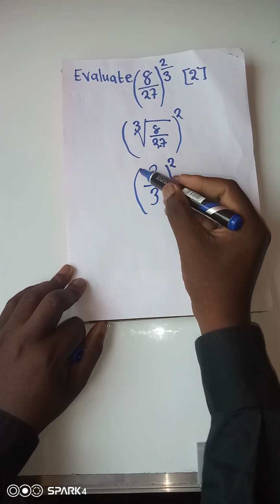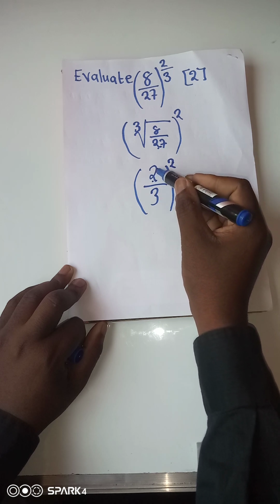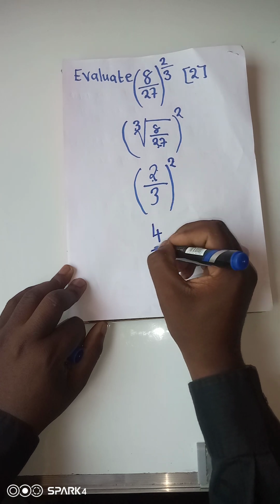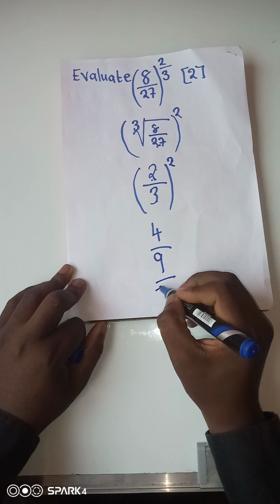This 2, it means it multiplies everything, which is up and down. So 2 squared is what? 4. 3 squared is what? 9. This is where you end.